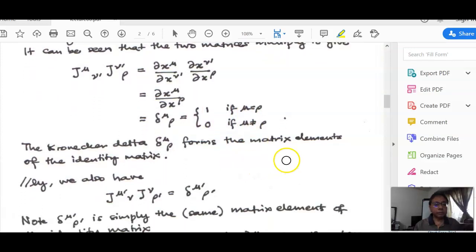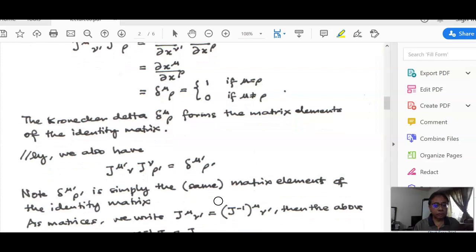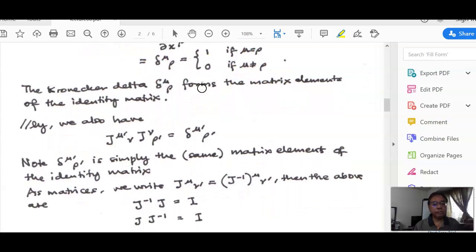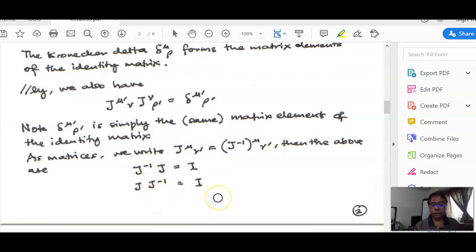Similarly, if you do the reverse multiplication, you get the same thing with the Kronecker delta having the dash indices, defining the same thing. So as matrices, the two equations that I showed are simply J inverse times J equals the identity matrix, and J times J inverse equals the identity matrix.